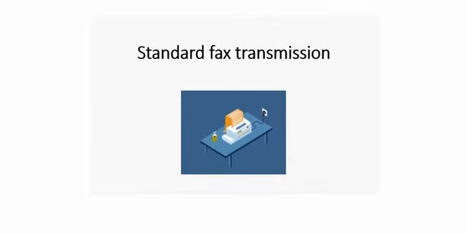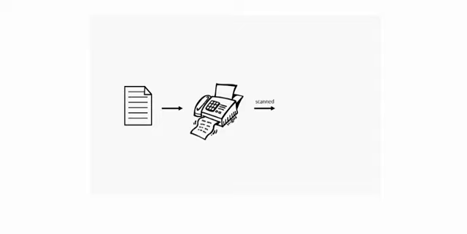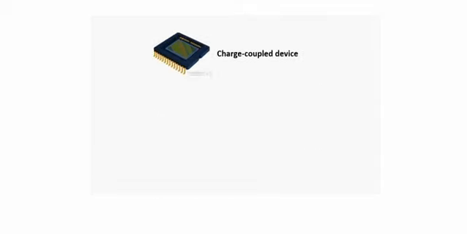Now for standard fax transmission. How does it work? As a standard letter size sheet is fed through a machine, it is scanned repeatedly across its width by a charge-coupled device, also known as CCD. So what is a CCD? A CCD is a solid-state scanner that has 1728 photosensors in a single row.